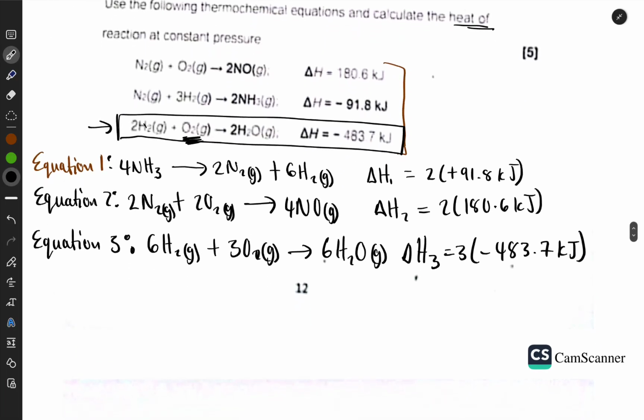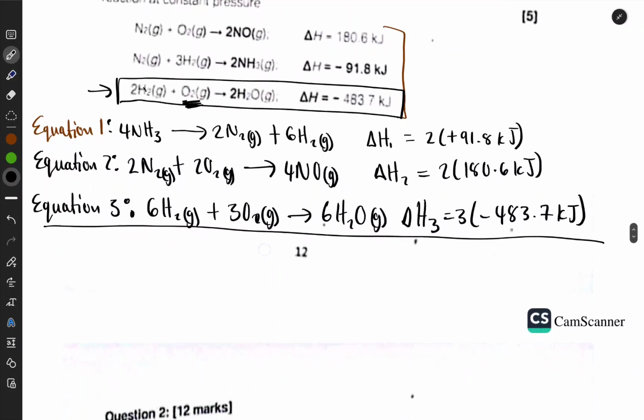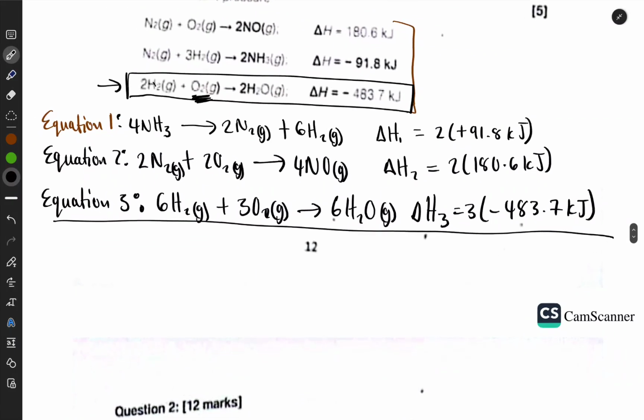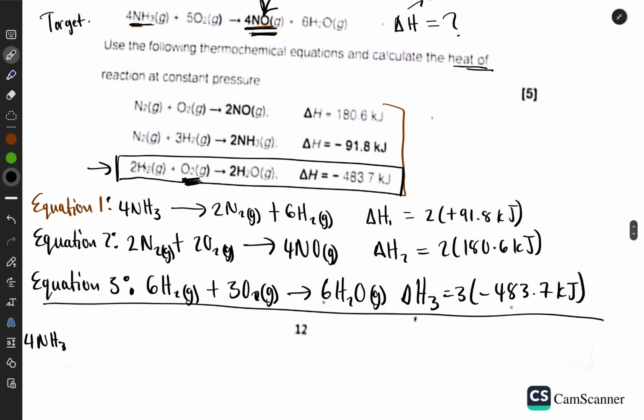Okay, if you're not sure, you can go and check the videos on Hess, see the videos again. Now, when it's like this, I can get my overall. The reason I was writing on the paper is lack of space, so you'll be writing on your answer sheet. Now, once I have it like this, I can get my overall, right? How do I put my overall? First, I put all the reactants. So I'm going to have 4NH3. What was NH3? It was a gas.